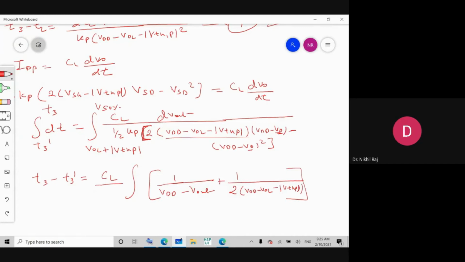This will be the dV out, and what will be the extra factor will be there, that will come into the division part. So that should come, let me check. Okay, somewhere mistake. 1 minute, let me rewrite this equation once again.